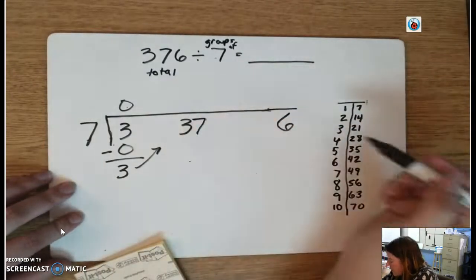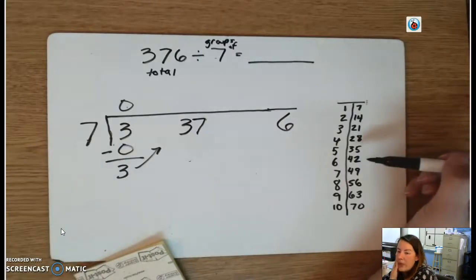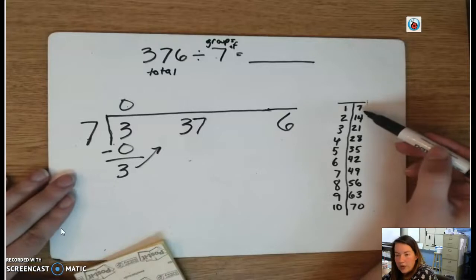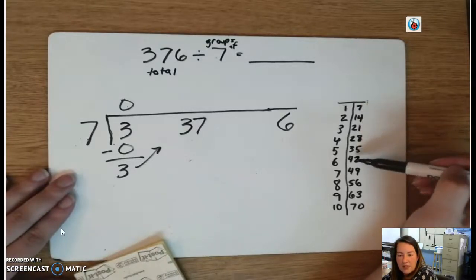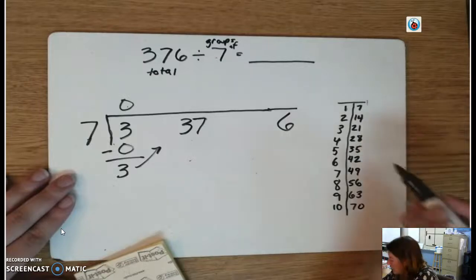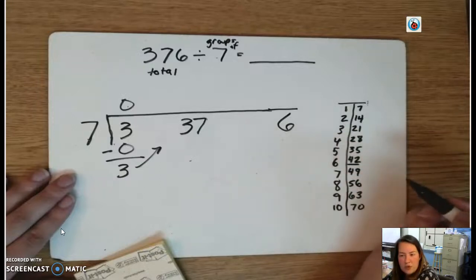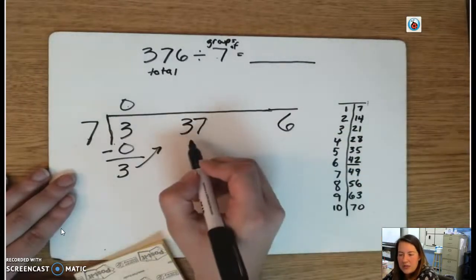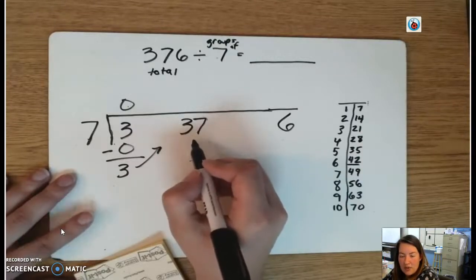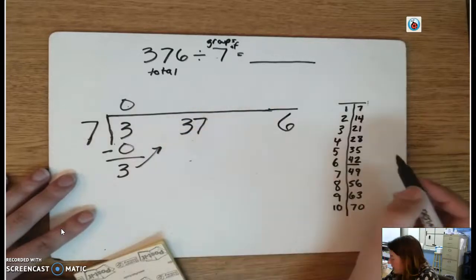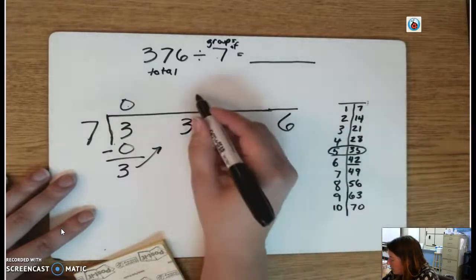Well, if I have 37 pieces, what's the most number of groups that I can make with 37 pieces? I can make one group that would cost 7 pieces. 2, 3, 4, 5. Let's look at 5 and 6. So could I make 6 groups of 7? To do that, I would need 42 pieces. And I don't have 42 pieces. I only have 37 pieces. So the most number that I could make would be this one, 5 groups.